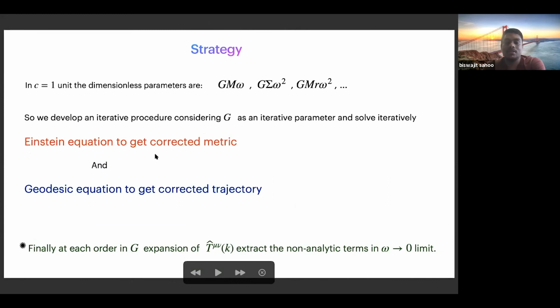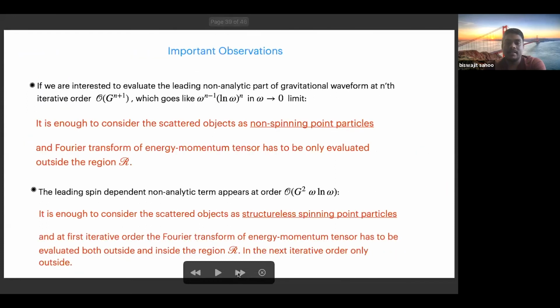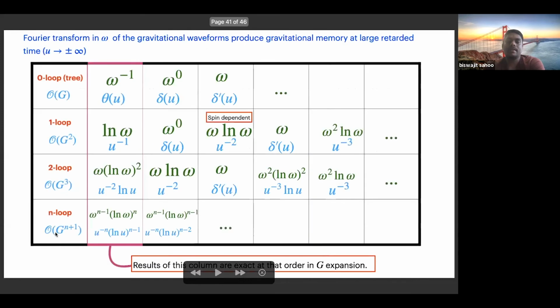metric and the geodesic equation to get the corrected trajectory, and we have to do this iteratively, order by order in G. And finally, we have to compute the Fourier transform of the energy momentum tensor in the omega going to 0 limit and try to extract the non-analytic pieces. I am skipping the details and just telling you that if we derive it, it exactly matches with the expectation which we just mentioned, from the classical limit of the soft theorem.